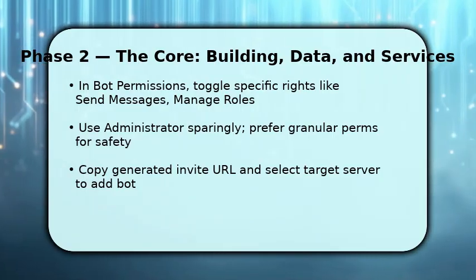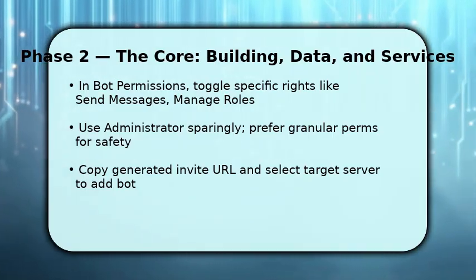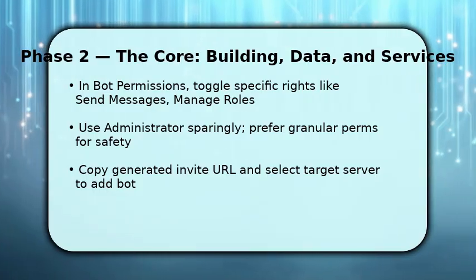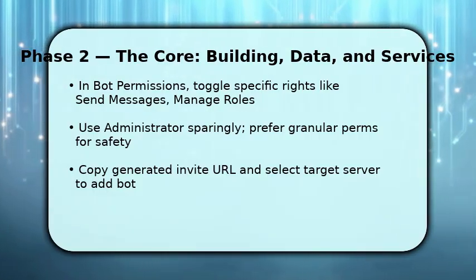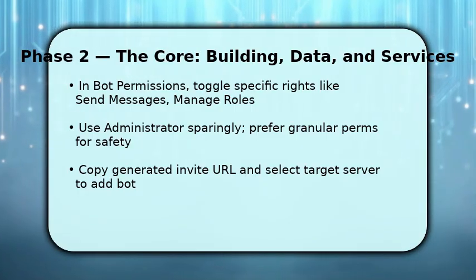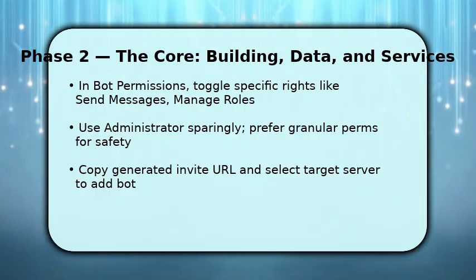Once done, scroll down and copy the generated invite URL. It encodes the scope and permission integer. Paste that into your browser, select the server to add the bot, and authorize. If you change features later, regenerate the URL with updated permissions.